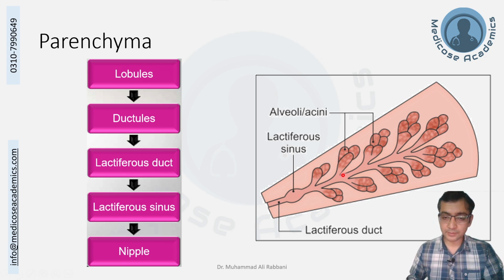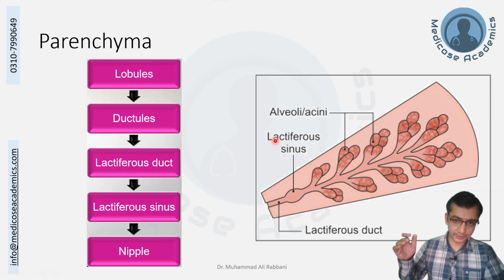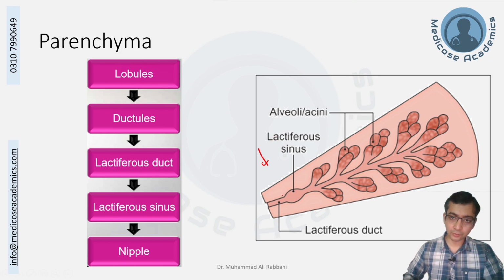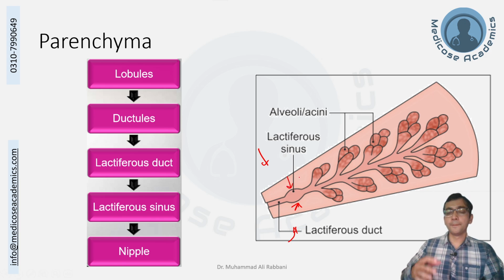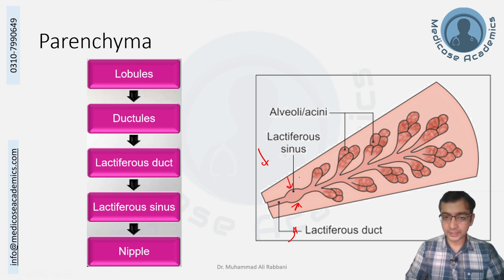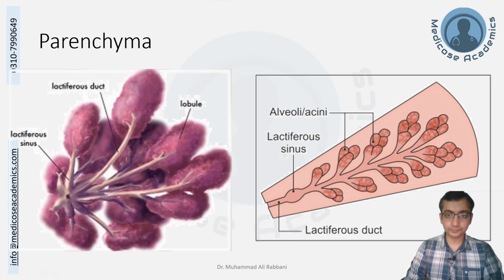The milk is constantly being secreted here and gets lodged here, and when the child has to feed, you have to understand that it is not due to suckling. Basically, when the child puts pressure with the help of the lips from the sides, this compresses the lactiferous sinuses, and the milk that has accumulated here is pushed outside.